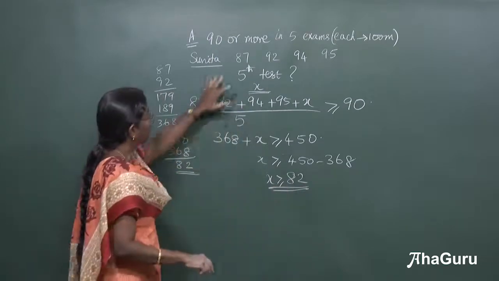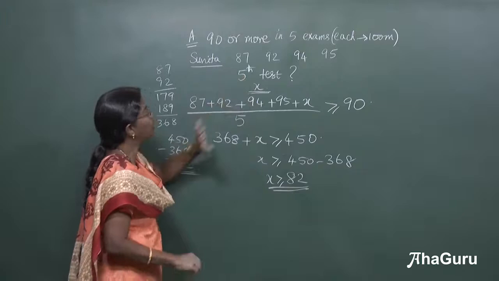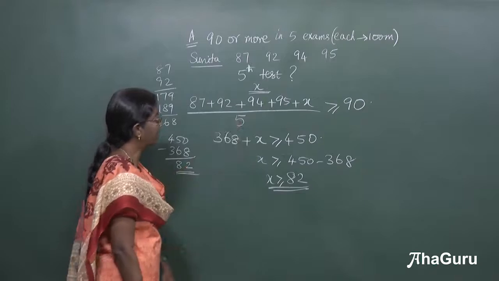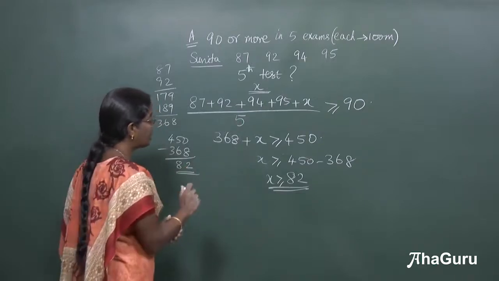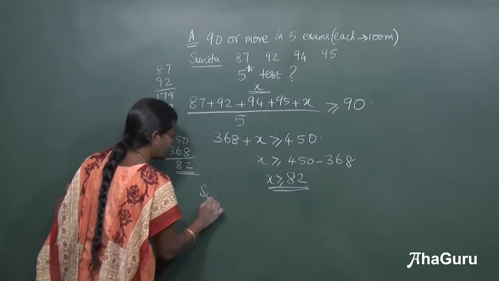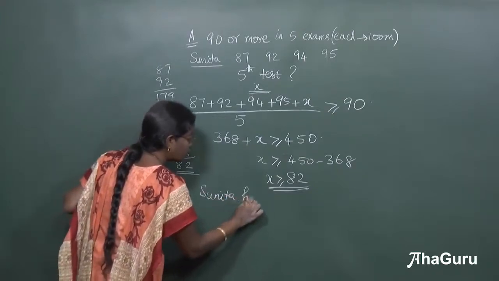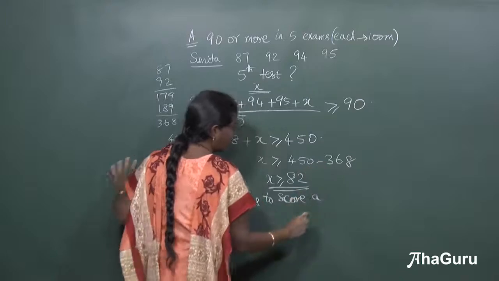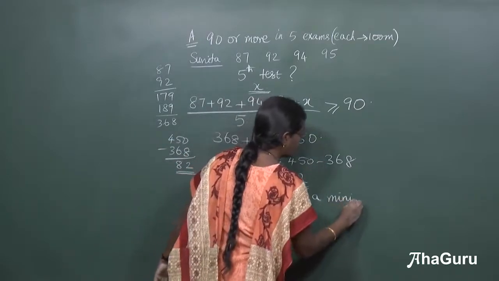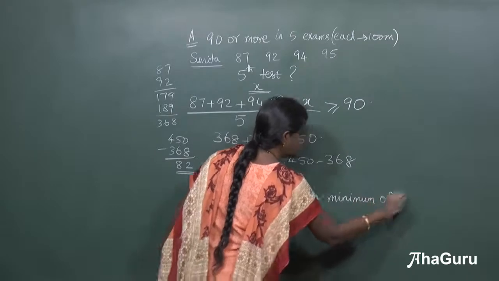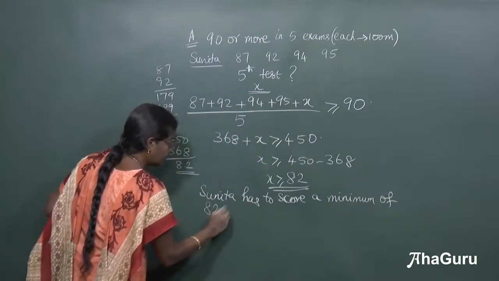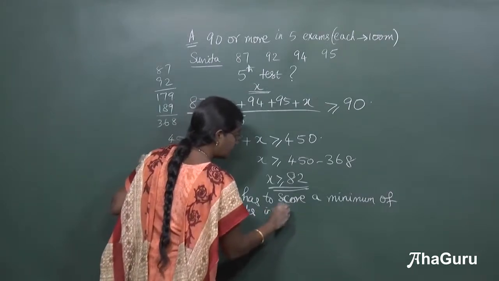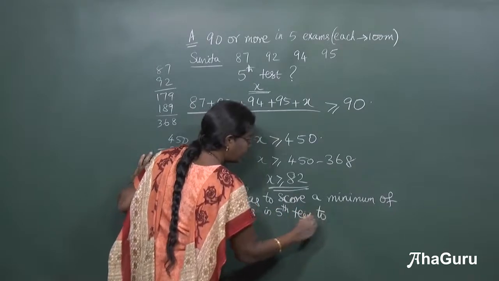The question was only that, what should be the score in the 5th test? Assume the score in the 5th test is x. When you solve this inequality, you get x is greater than or equal to 82. So, you will close the answer as: Sunita has to score a minimum of 82 marks in the 5th test to obtain an A grade.